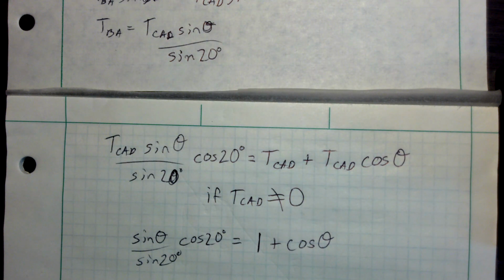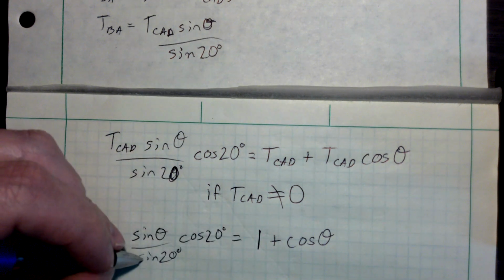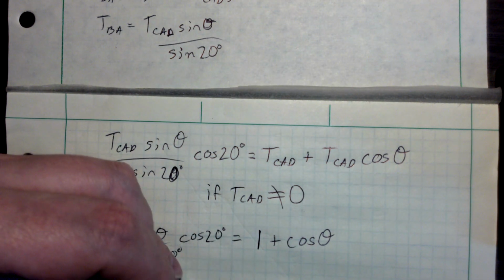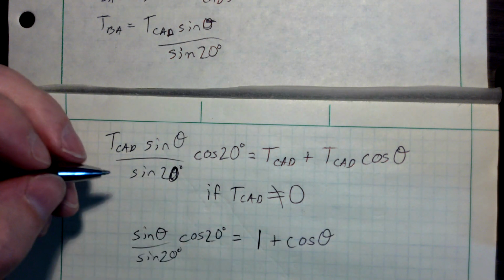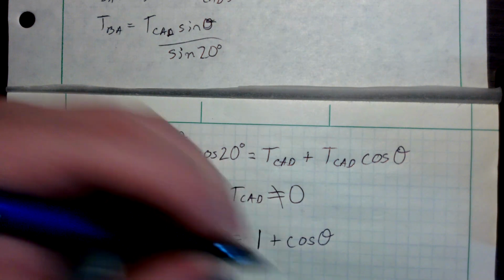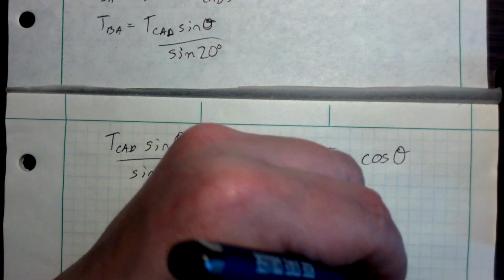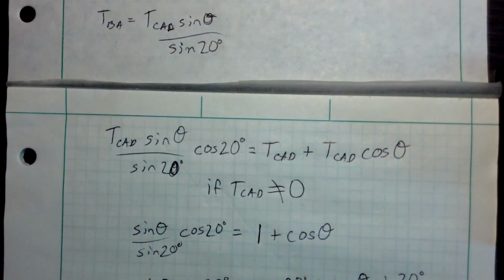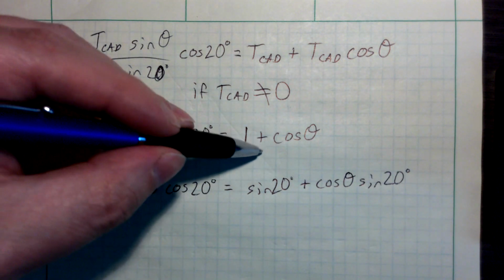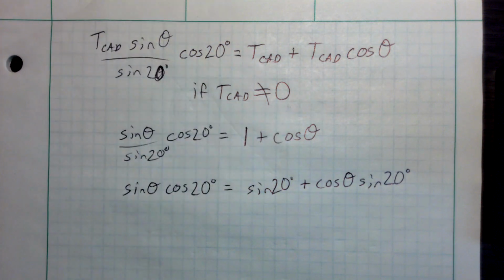Now I know this looks like a mess. It is, a bit. I'm going to multiply everything by sine 20, to get this sine 20 on the other side of the equation. So now I've got sine theta cosine 20 is equal to the sine of 20 plus the cosine of theta times the sine of 20. Sorry, you couldn't see that. There we go. So again, I've just taken the sine 20 and distributed it to this side of the equation. So multiply the 1 by sine 20, multiply the cosine 20 by sine 20.